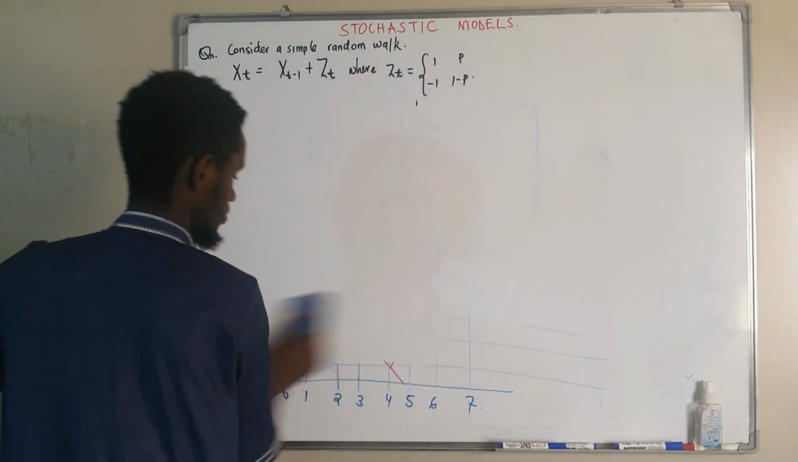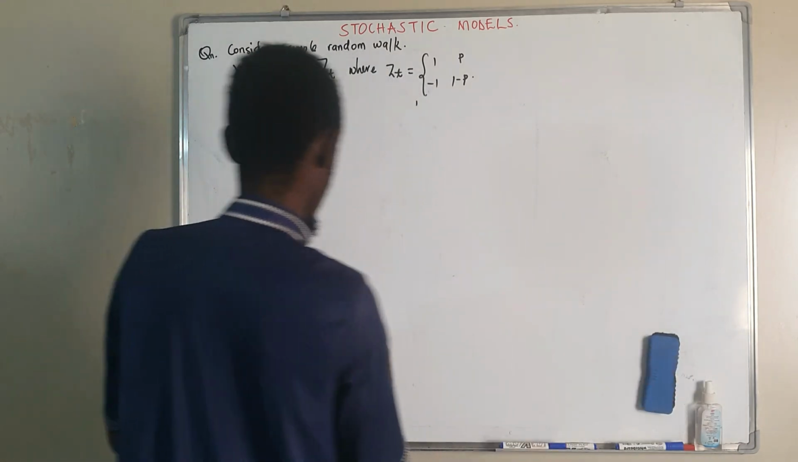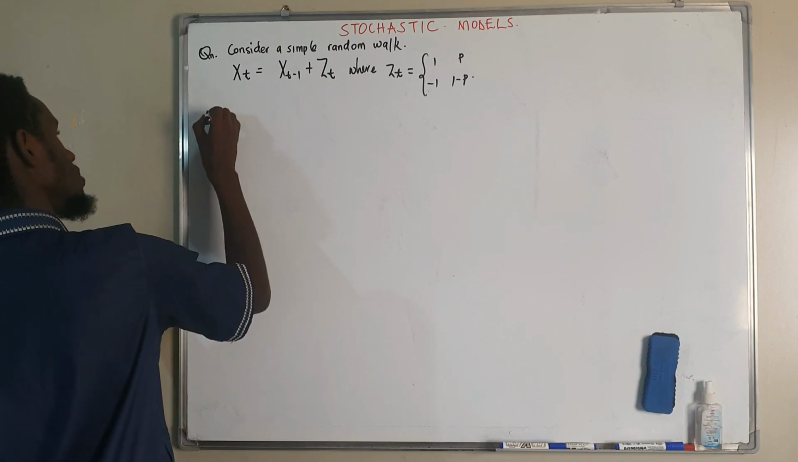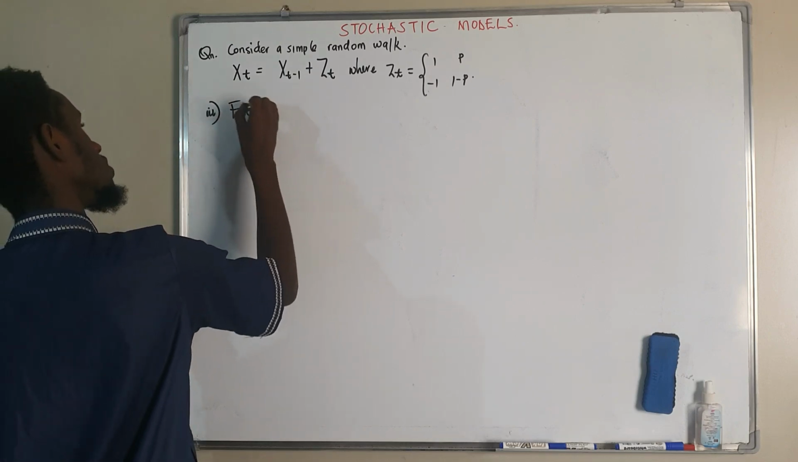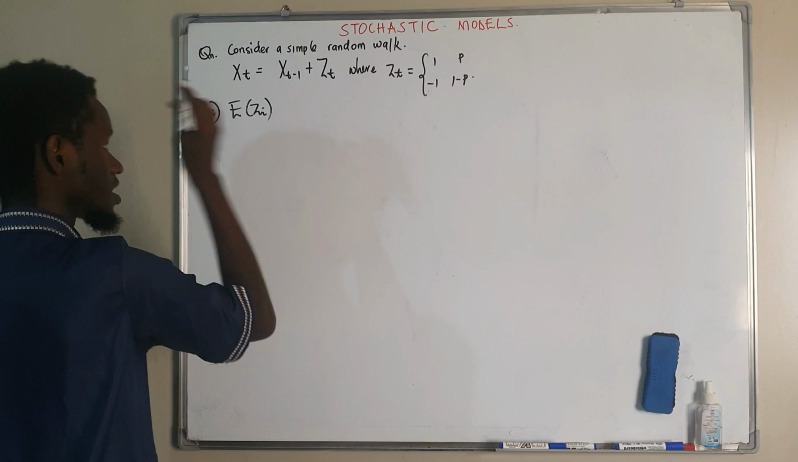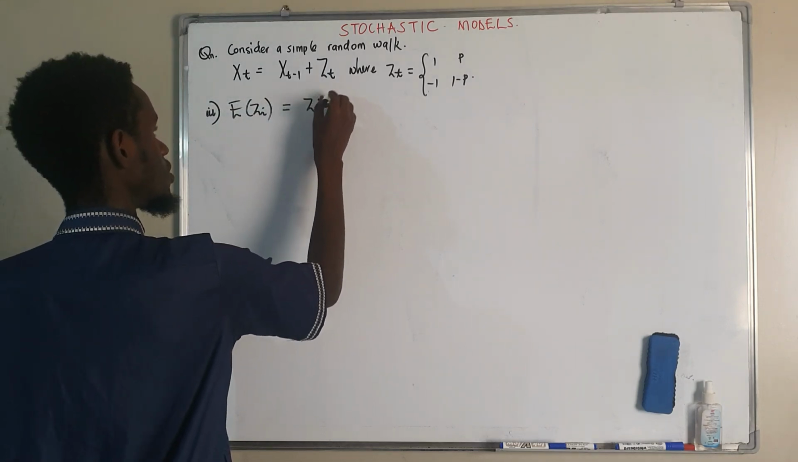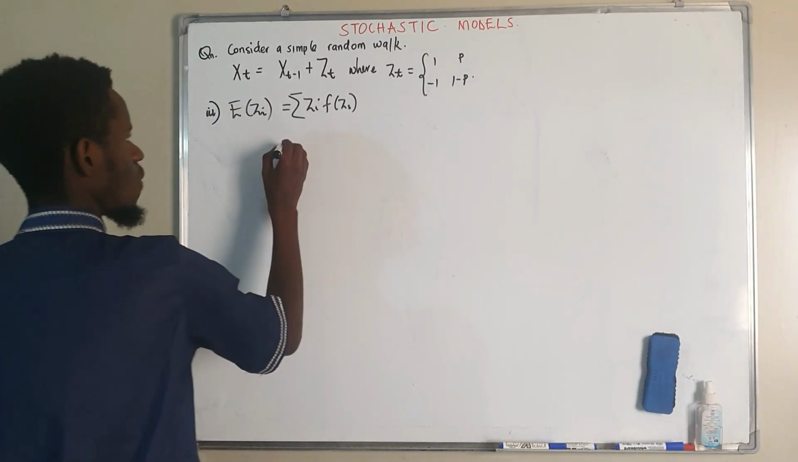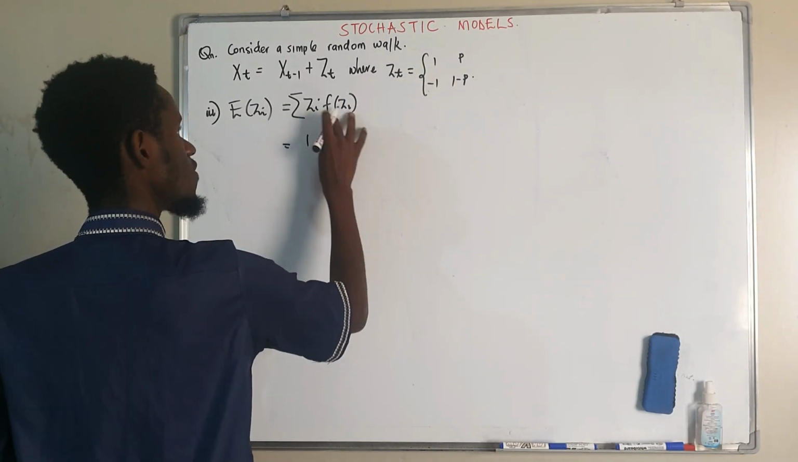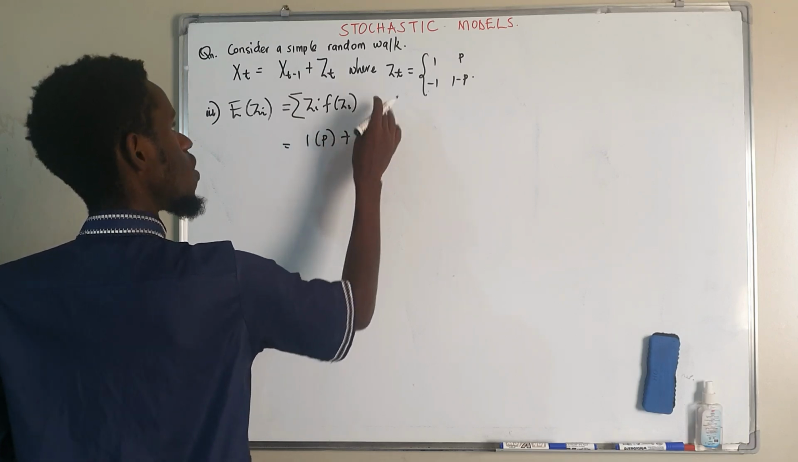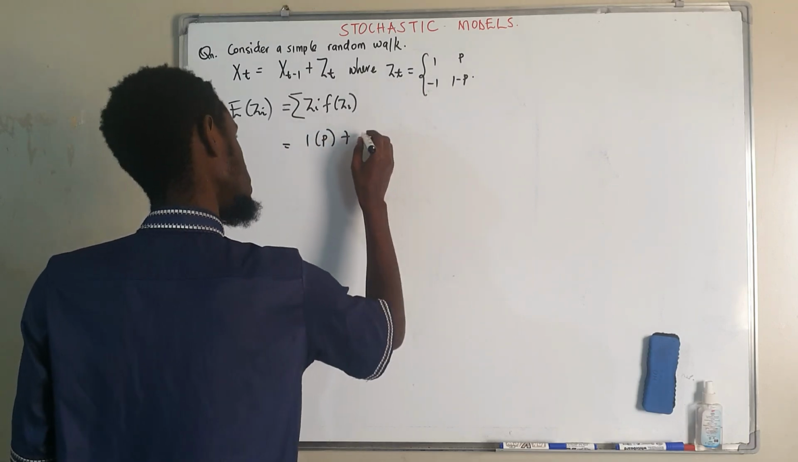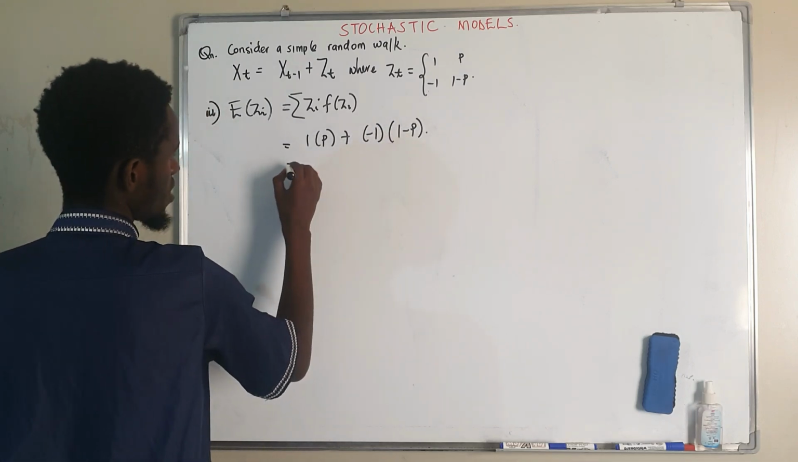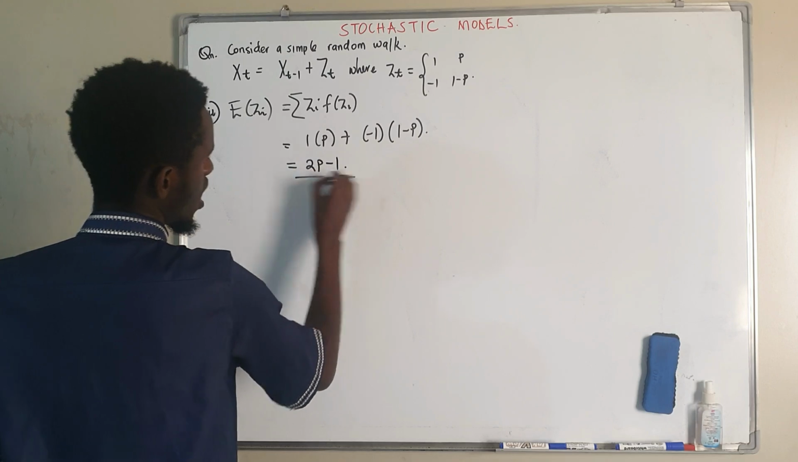The other part, part 3, was for us to find E of zi, which is the same thing as the summation of zi times f of zi. Now, what is zi? Z1 is 1. The probability of having z1 is p. Then plus z2, which is negative 1, times 1 minus p. Then if we add them, we shall have 2p minus 1 as our expected value.